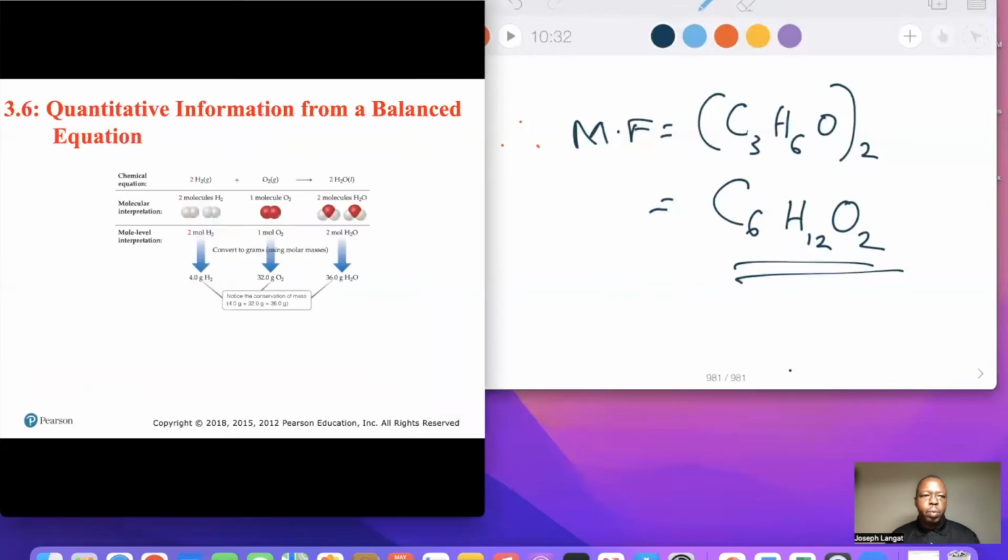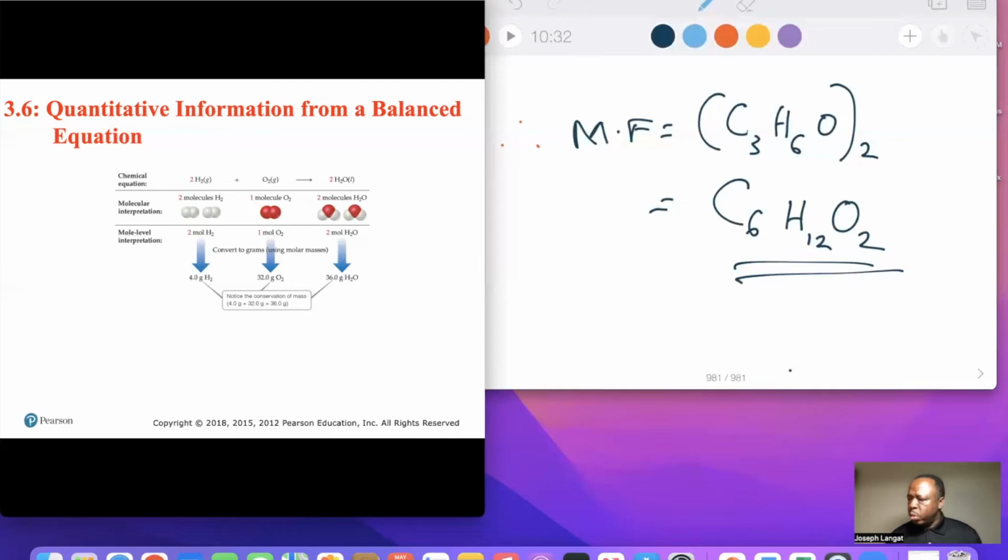Molecular formula or empirical formula. Let's see, that marks the end of empirical formula, section 3.5. That is the determination of empirical formulas and determination of molecular formula.